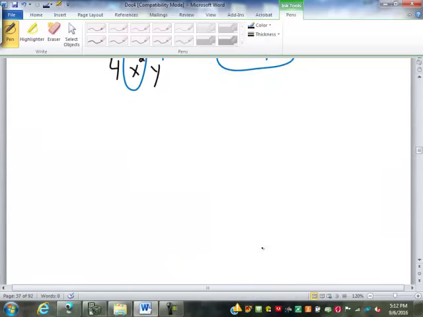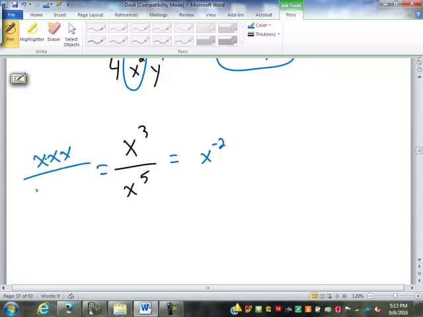Okay, you asked it, so I've got to show you. What if we had something like this? X to the 3rd over x to the 5th. X to the negative 2. Very good. Well, what does that really mean? Well, 1, 2, 3 x's, right? Divided by 5 x's multiplied together.